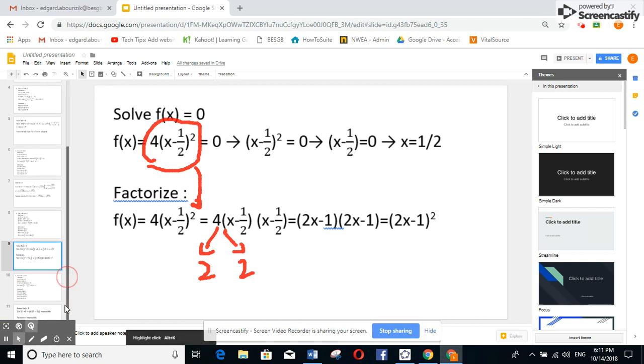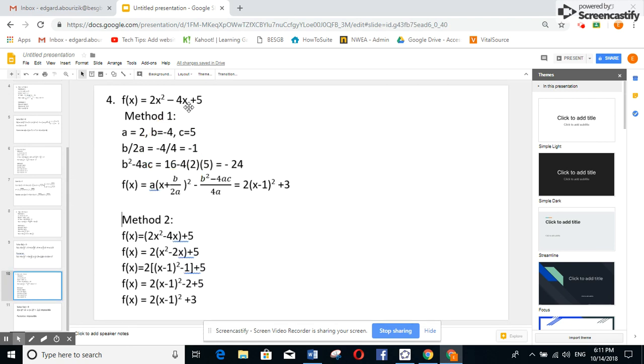The last example, suppose you have this one. a is 2, b is minus 4, c is 5. b over 2a is minus 4 over 2 times 2, which is 4, so minus 1. b squared minus 4ac, if you do it, it will be 16 minus 4 times 2 times 5. You're going to get a negative number. A negative number means we cannot factorize it nor solve f of x equal to 0. You're going to see why. We replace this number here and this number here. We must divide this number by 4a, by 8, and you're going to get minus 3. So if you replace it here, we get that expression.